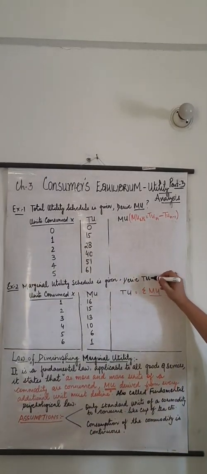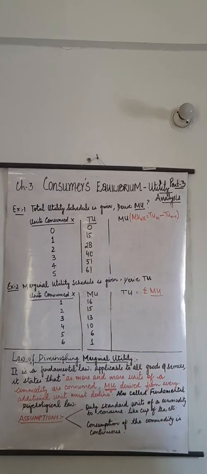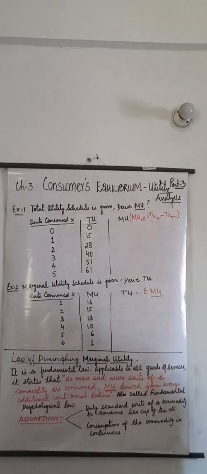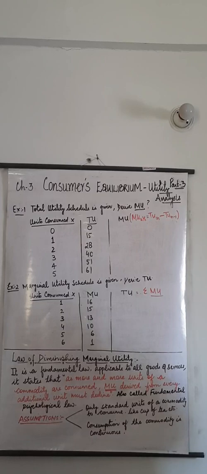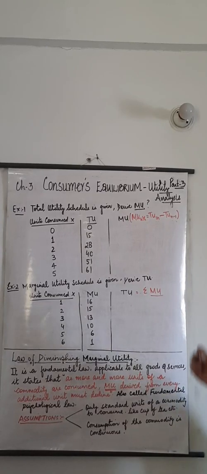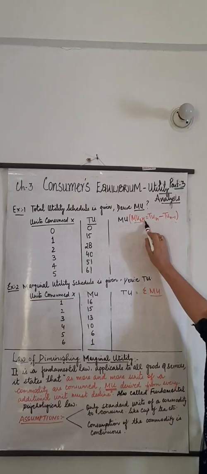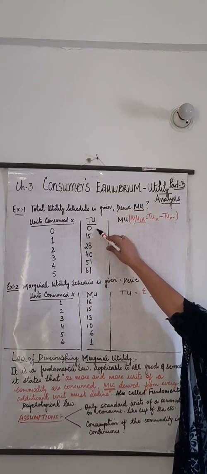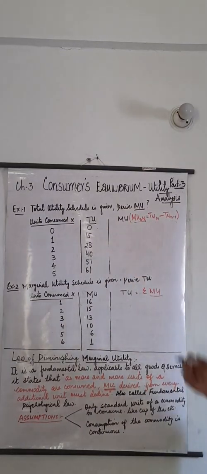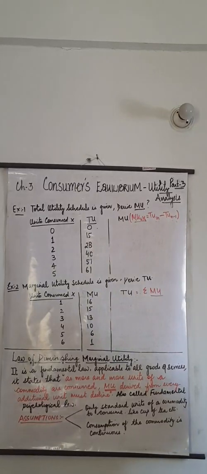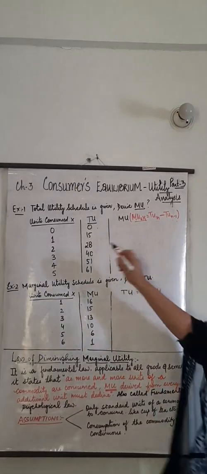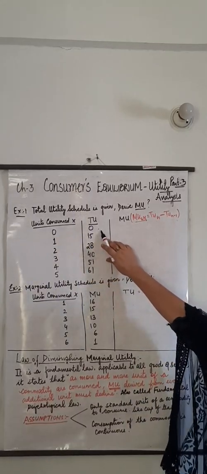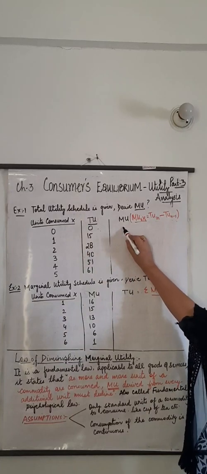The very first numerical: a total utility schedule is given, and you have to derive MU. You have to derive marginal utility. The marginal utility formula is MUn, that is MU is TUn minus TUn minus 1. Alright, next. At the very first note, when no commodity is being consumed, then total utility is also 0. So MU would be nothing.